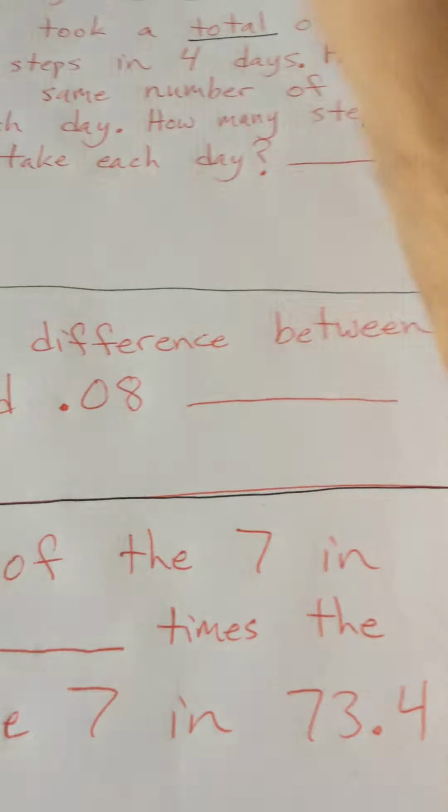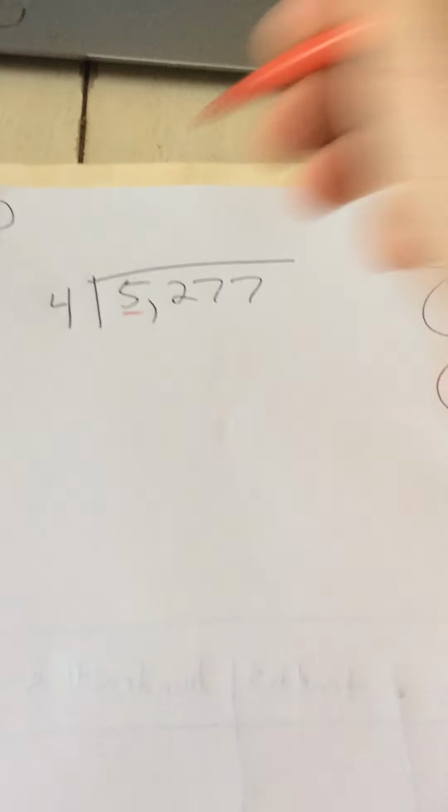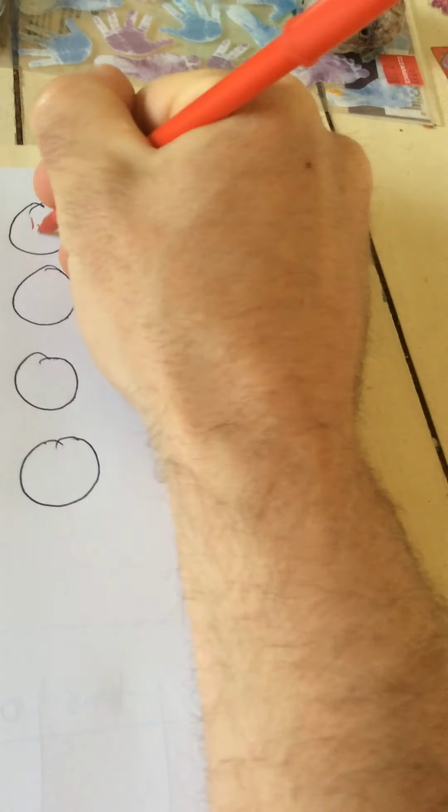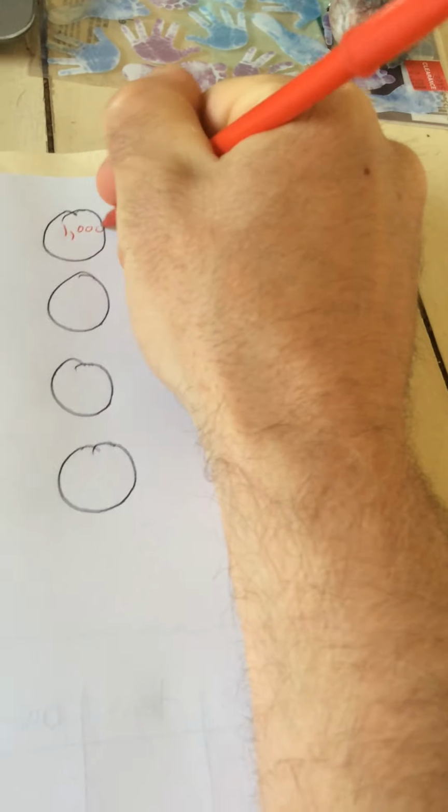So what we're doing is we're making equal groups, because he took the same number each day in 4 days, and the total was 5,277. So we're making 4 equal groups, and his total is 5,277, and we're dividing that into those 4 equal groups. Okay? So if we have 5,000 and we're breaking them into 4 equal groups, we can put 1,000 into each of those groups. 1,000 goes into each group.